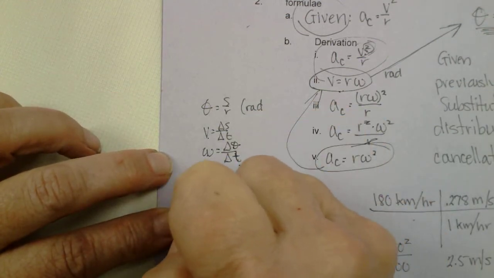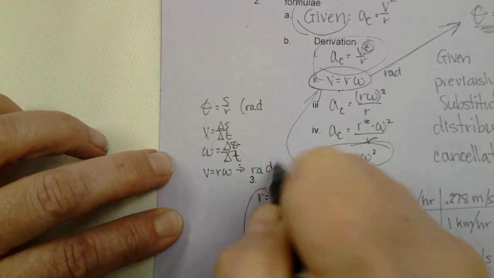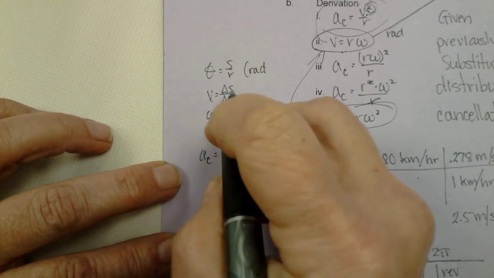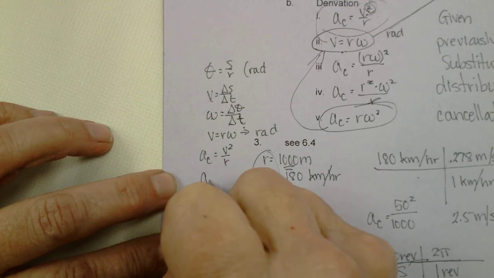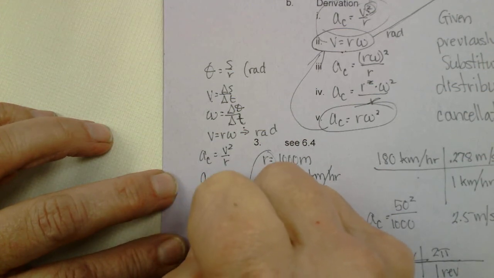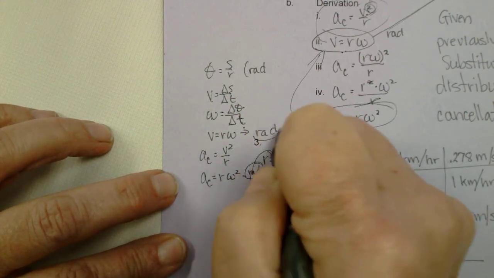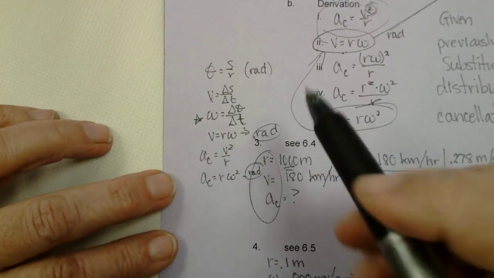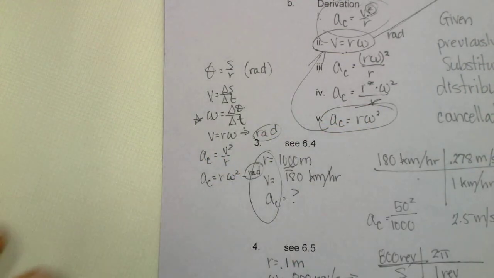I also have v is equal to r omega. If I have this one, I have to have radians. I also know that a sub c is equal to v squared over r. And I know that a sub c is equal to r omega squared. Oh, and guess what? You have to have radians for that one too. So pretty much, except for this equation, when you see an omega, it should be in radians. And of course, theta is equal to s over r has to be in radians.